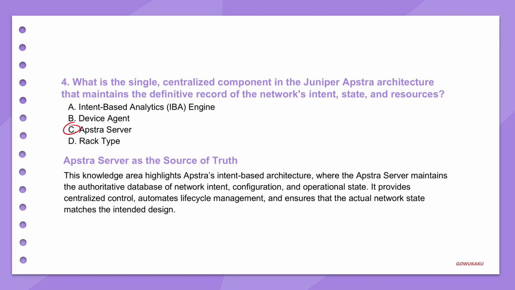So if the real network drifts from the plan? Apstra knows. It constantly compares the intended state with the actual state and flags discrepancies, or even automatically remediates them, depending on the configuration. It is the single source of truth for that entire fabric.